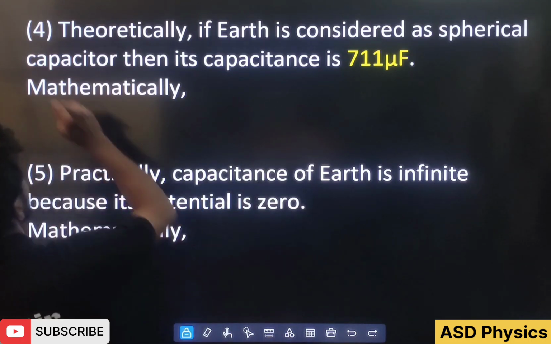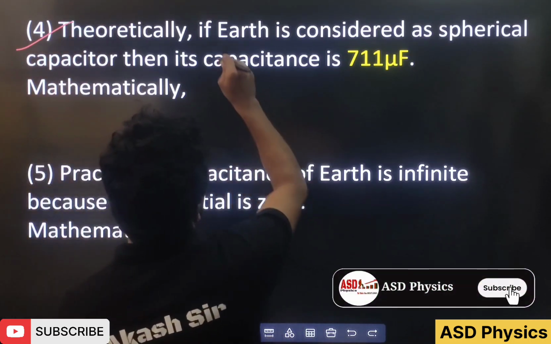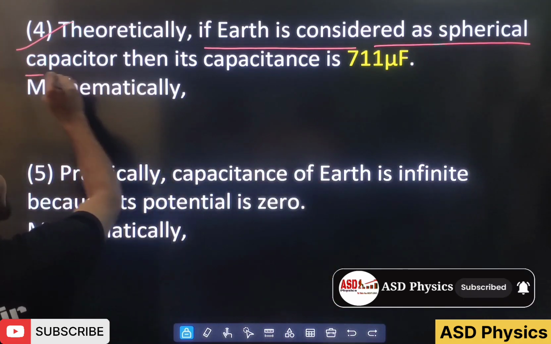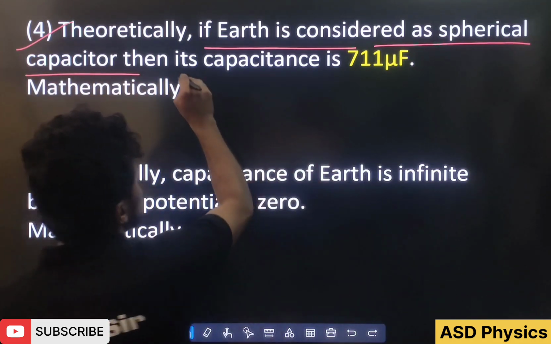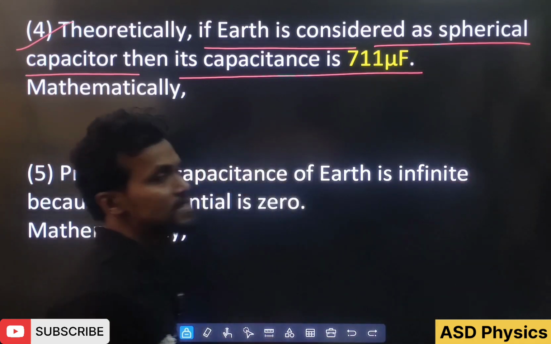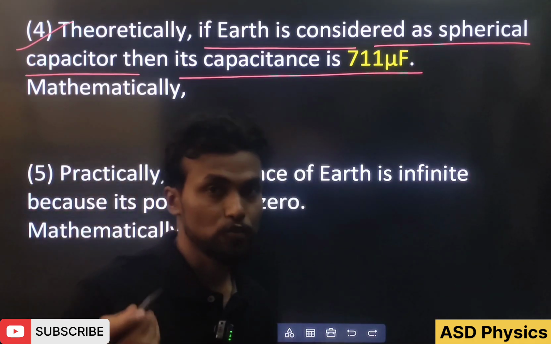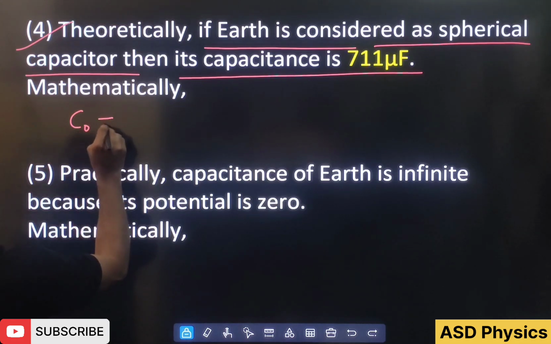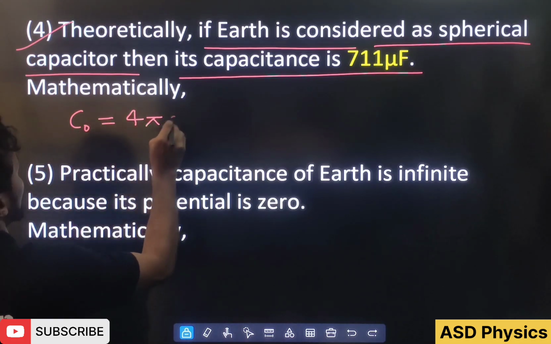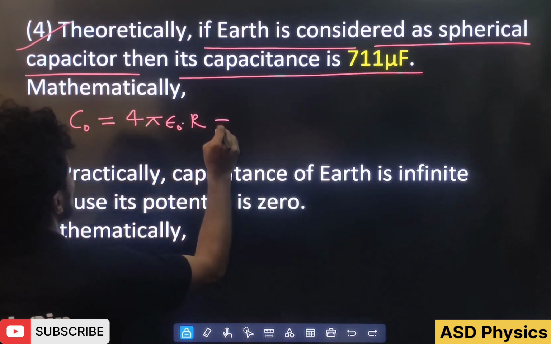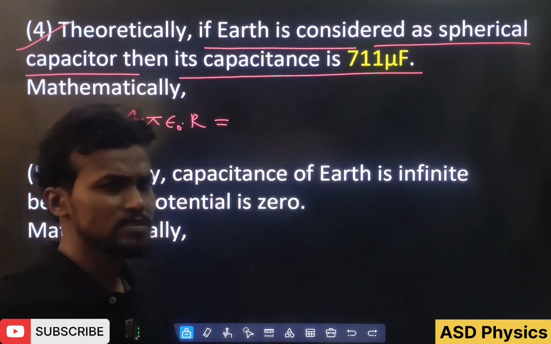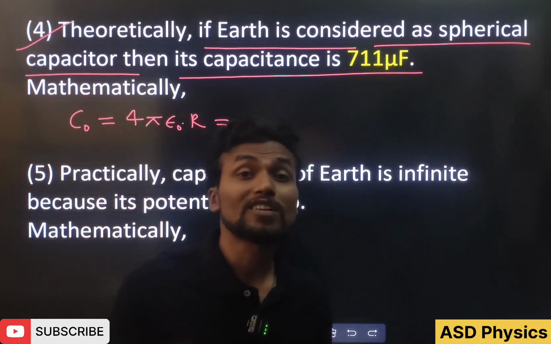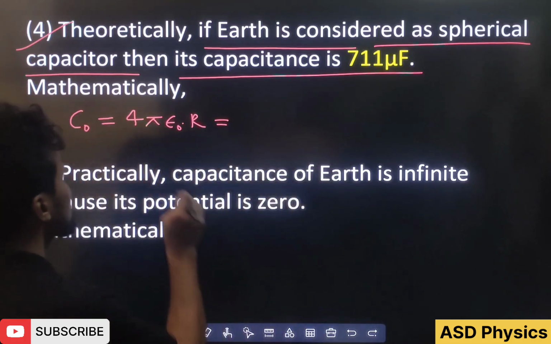Next, the fourth one: theoretically, if Earth is considered as a spherical capacitor, then its capacitance is given by 711 microfarad. You have to remember this. And mathematically, let's take C naught equals 4 pi epsilon naught into R. Around the Earth we consider air is there. So we know 1 by 4 pi epsilon naught is 9 into 10 to the power 9.